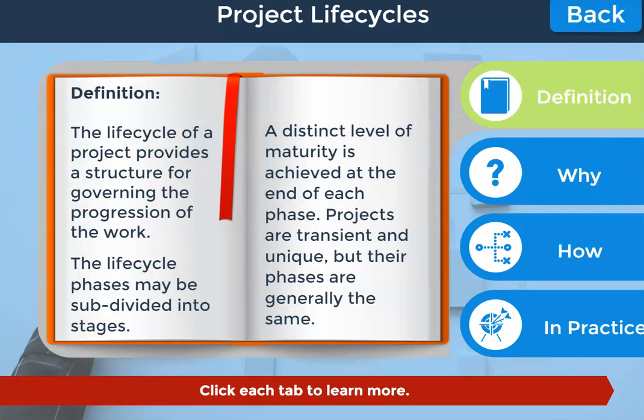The life cycle of a project provides a structure for governing the progression of the work. The life cycle phases may be subdivided into stages. A distinct level of maturity is achieved at the end of each phase. Projects are transient and unique, but their phases are generally the same.